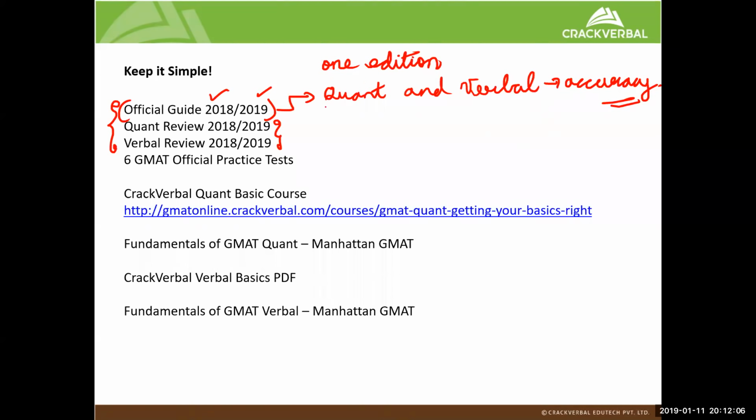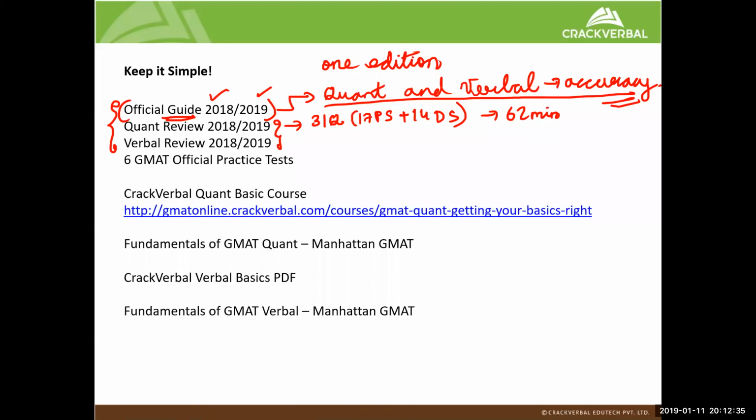After you finish the course and after you've completed the questions from the official guide, that is when you would work with the quant review and the verbal review. And this is how we recommend you use the quant review. My personal suggestion: take 31 questions on quant, 17 questions from problem solving, 14 questions from data sufficiency, and solve them in a time frame of 62 minutes.